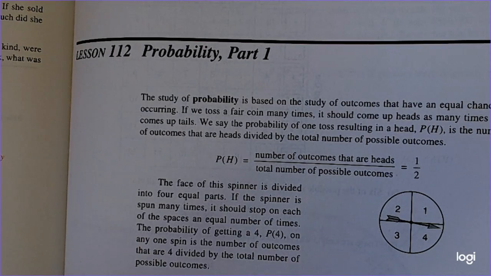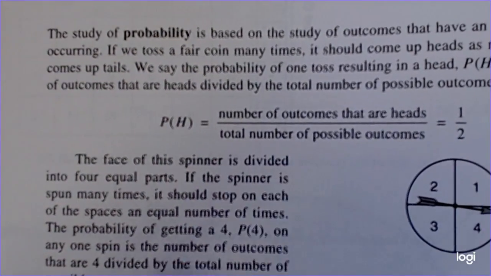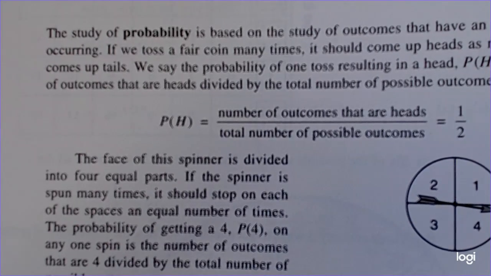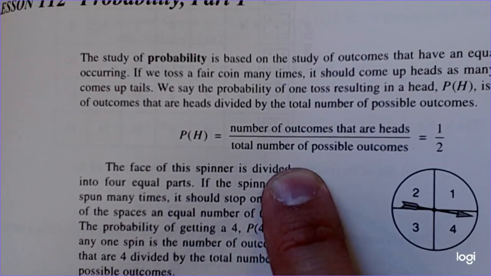Probability can be a little confusing at first, but once you start to logically understand it, it becomes very, very simple. And I think the book does a very good job of explaining probability. It's as simple as this fraction right here. Probability is the number of outcomes that you desire, or the number of outcomes that you're looking for, over the total possible outcomes.